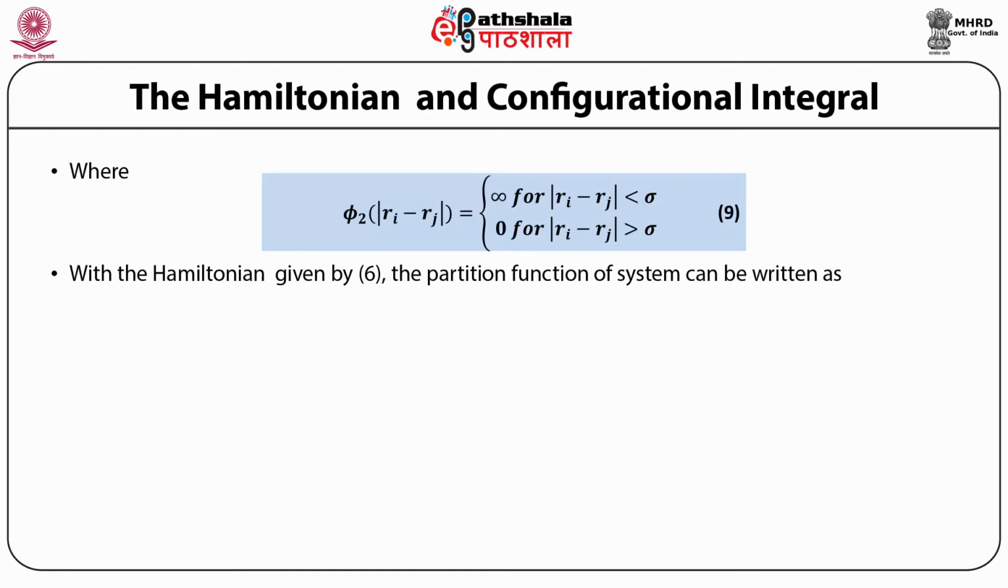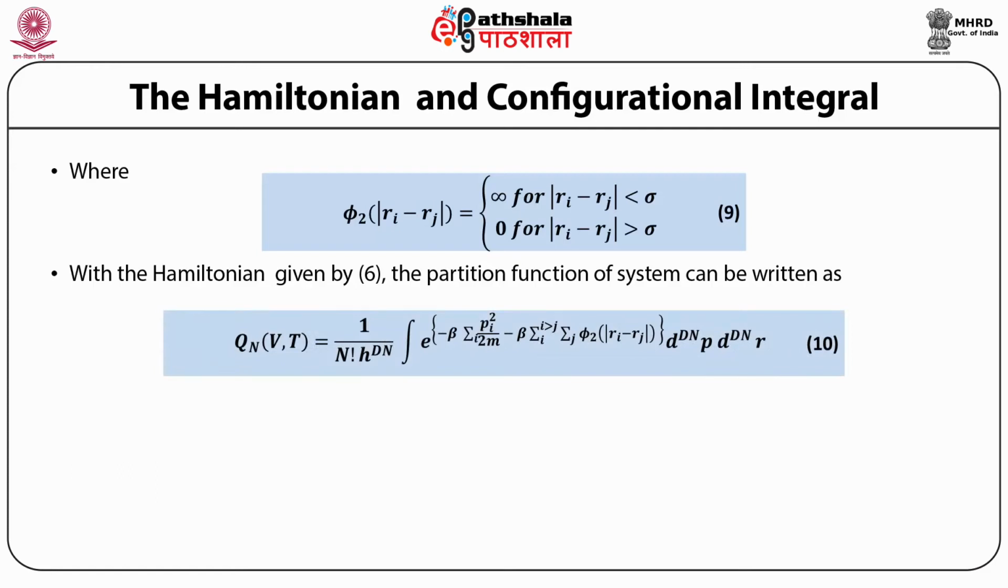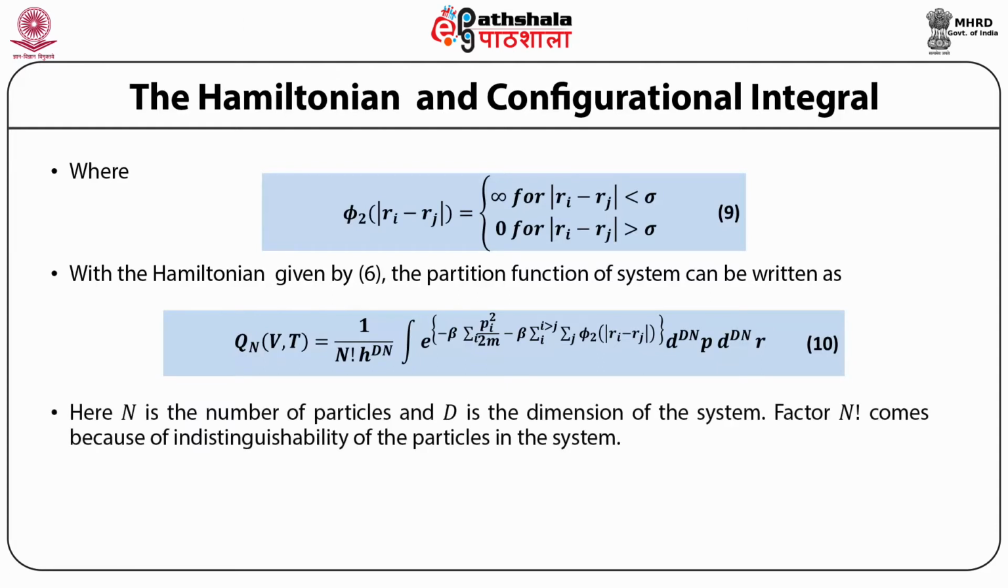With the Hamiltonian given by 6, the partition function of the system can be written as Qn of V and T is equal to 1 upon n factorial h raised to power dn, integral over e raised to power minus beta summation over i of pi squared upon 2m minus beta summation over i greater than j, summation over j, phi 2 as a function of modulus of Ri minus Rj, d^dn p d^dn r. Here n is the number of particles and d is the dimension of the system. Factor n factorial comes because of indistinguishability of the particles in the system.